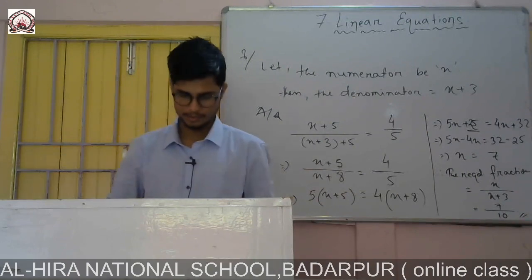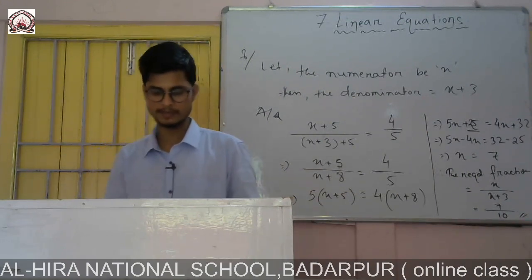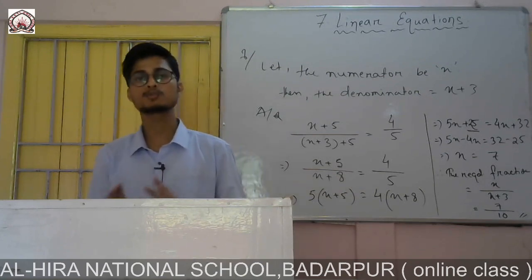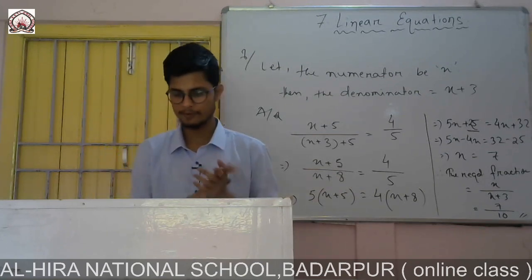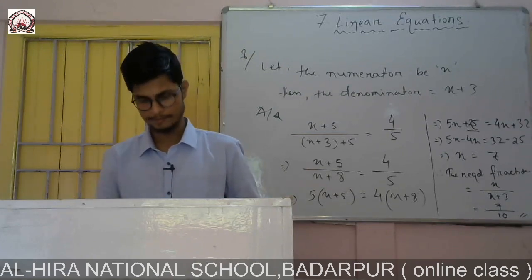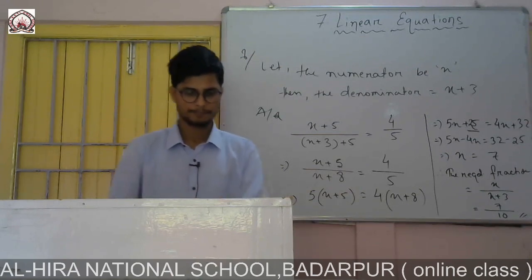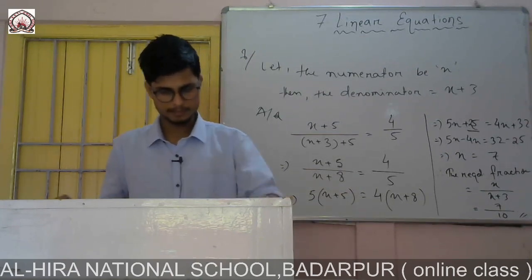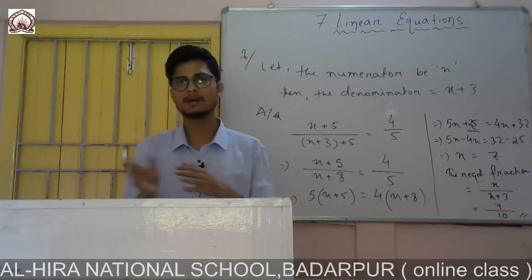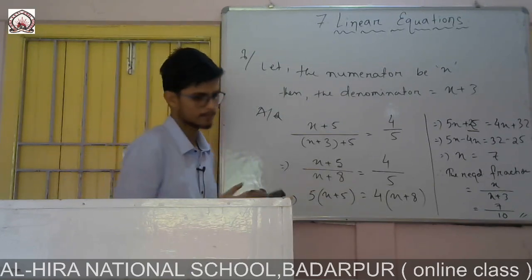Now the next question. Question number 9: the difference between two positive integers is 50 and the ratio of the integers is 1:3. You have to find the integers. First of all we will let one integer be x, and since the difference is 50, the other will be x plus 50.